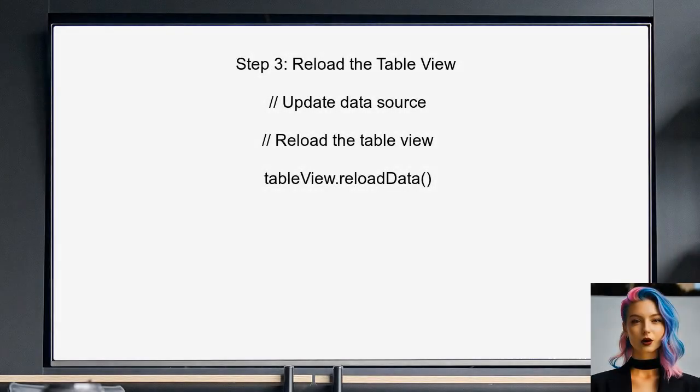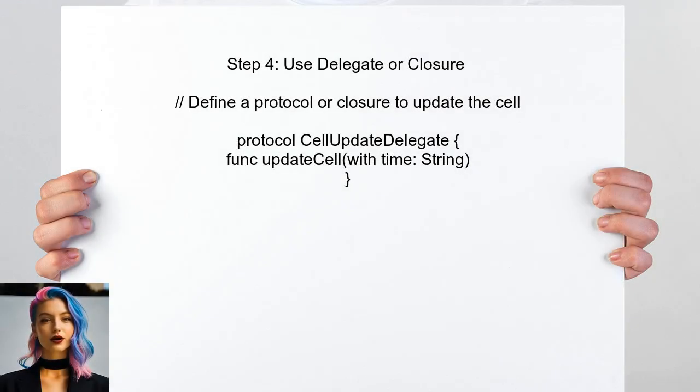If the user needs to update the label from a different function, they should ensure that the table view is properly reloaded after making changes to the data source. This can be done by calling the reload data method on the table view. Finally, if the user is still facing issues, they should consider using a delegate or a closure to pass data back to the cell. This approach allows for better separation of concerns and can help manage updates more effectively.